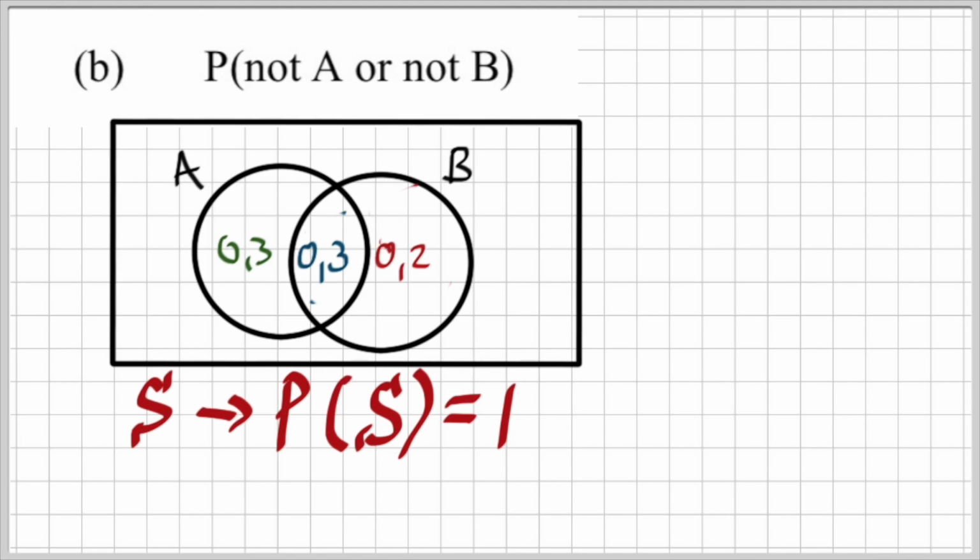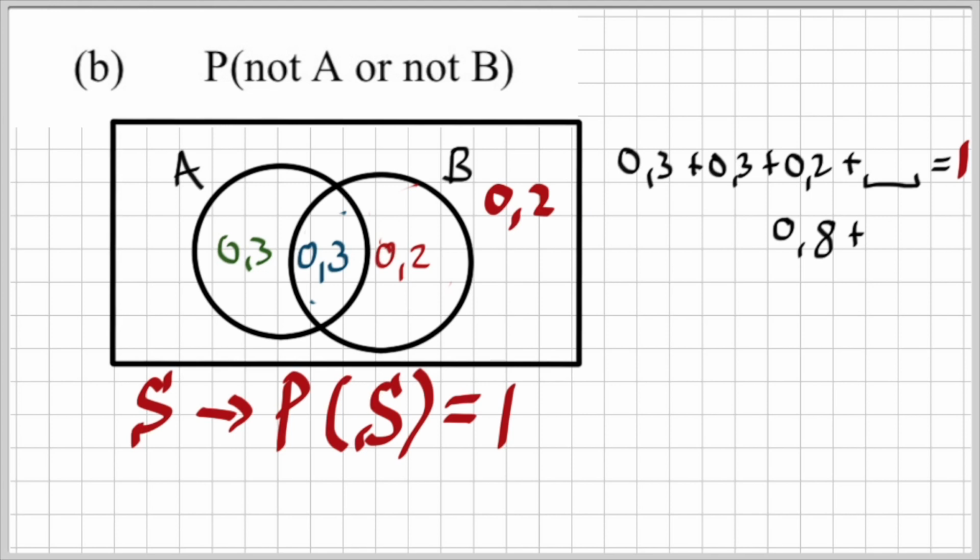So this means outside of both of those, there's 0.2. Okay, wait, where do you get the 0.2 from? Well, if I take the 0.3, the 0.3, and 0.2 plus something, the answer has to be 1. And that something is 0.2. That's basically what this means. So let's look at what that 0.2 means.